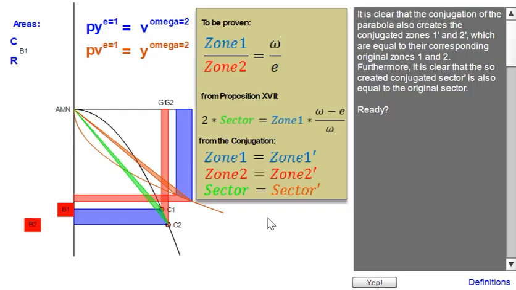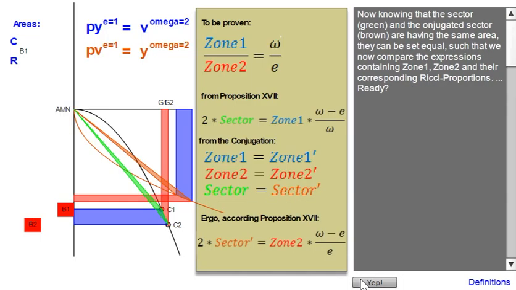And because it can be safely assumed that the areas by the operation of the conjugate are identical, in area and even also in shape, we can actually use these conjugated areas to prove exactly this, because we know that the zone 2 dash is exactly the same size as zone 2 area.